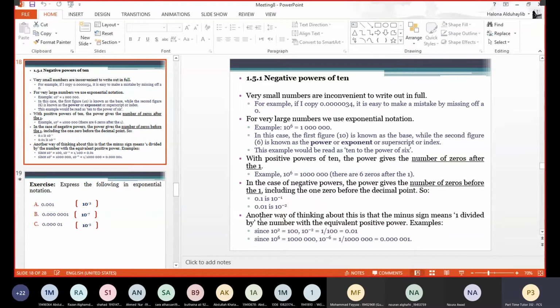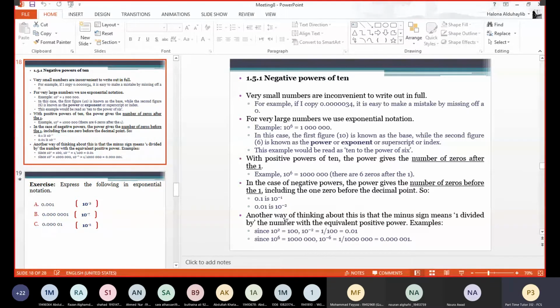1 out of 10, meaning divided. As 10 power minus 1 is actually 1 divided by 10. Whereas 10 power minus 2 is actually 1 divided by 10 multiplied by 10, 2 times, which is 100. So it's like 1 out of 100. Another way of thinking about this is that the minus sign means 1 divided by the number with the equivalent positive power.